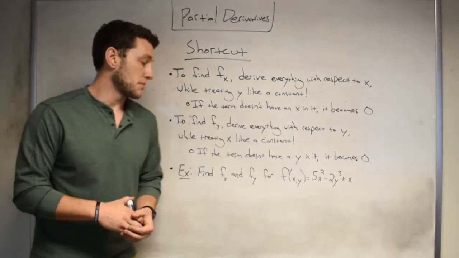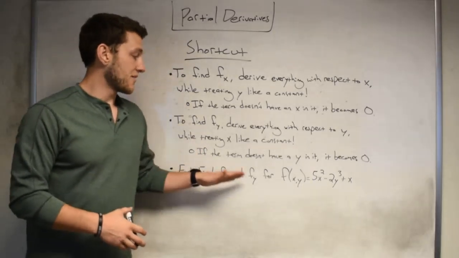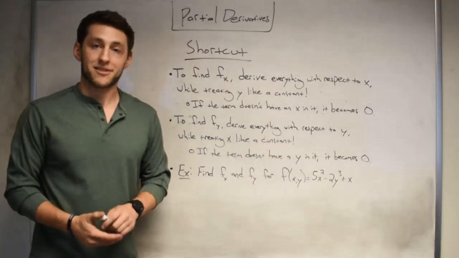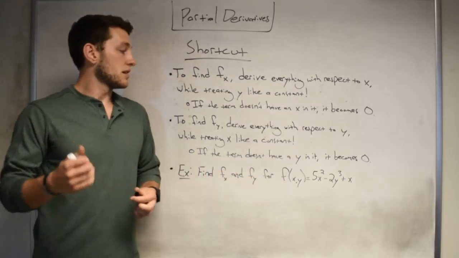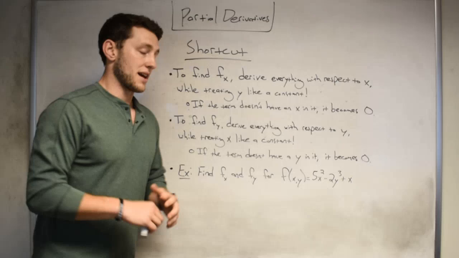To illustrate what we mean by this, let's find f sub x and f sub y for the function f of x comma y equals 5x squared minus 2y cubed plus x.